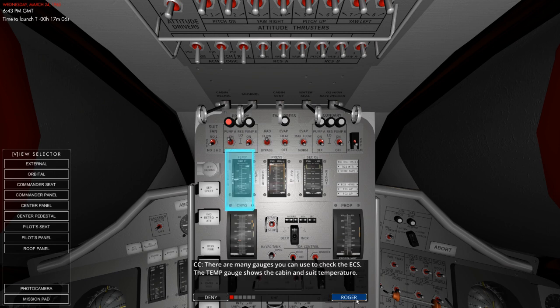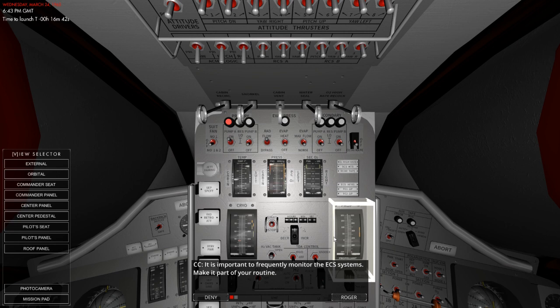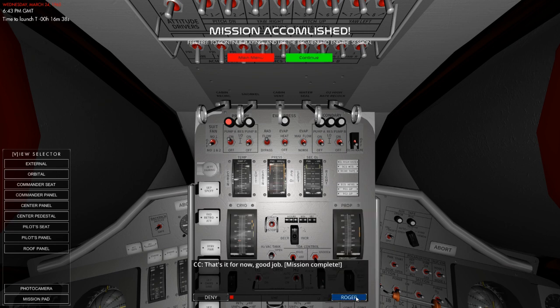And there are many gauges you can use to check the ECS. The temperature gauge shows the cabin and suit temperatures. The press cabin shows the cabin pressure, and the PCO2 shows the amount of CO2 as well. And the SEC O2 shows the amount of oxygen in the secondary oxygen supply, used for re-entry or during emergencies. So the cryo gauge is used to monitor the cryogenic systems on board as well. It's important to frequently monitor the ECS systems, make it part of your routine.